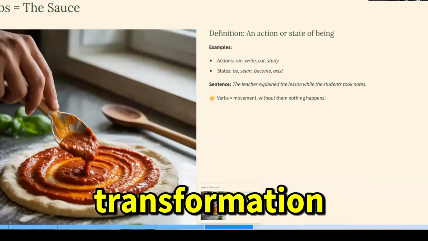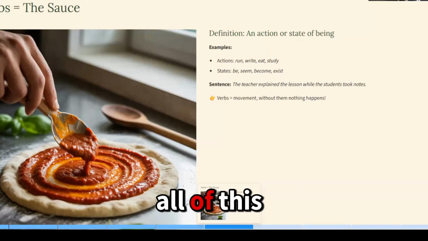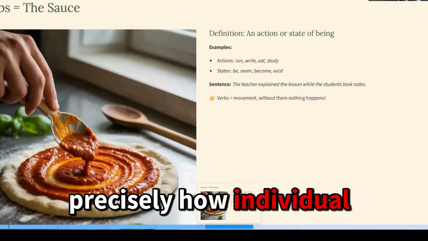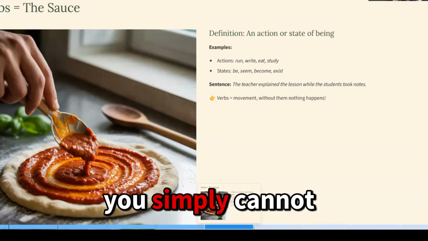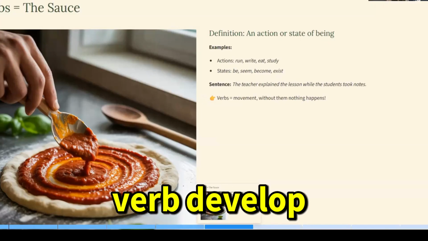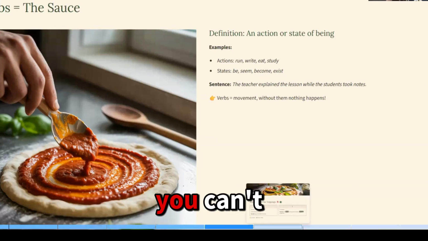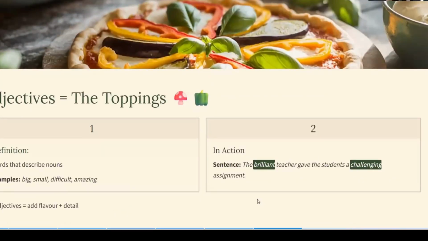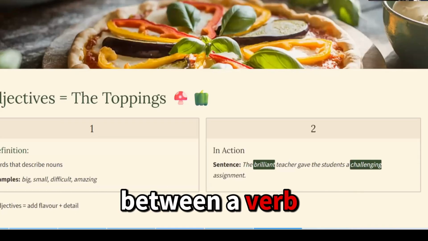Word formation, sentence transformation, and grammatical accuracy. But to accomplish all of this, we need to fully understand how individual words function within the structure of a sentence. You simply cannot explain why the verb develop transforms into the noun development. You just can't. You cannot truly know the fundamental difference between a verb and a noun.